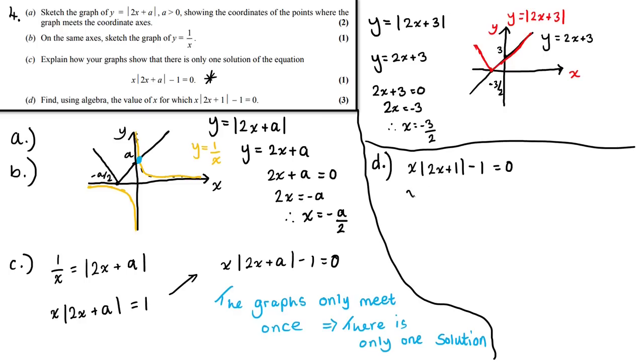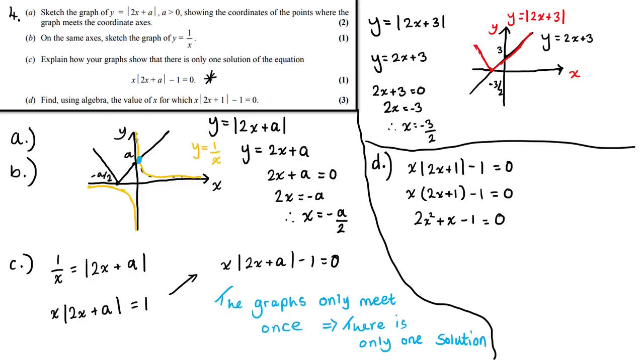So what I would get here is x times 2x plus 1, each part is positive. We've got the minus 1, and this is all equal to 0. So what happens now? Well, we just simplify this left-hand side. I'm going to multiply through x by 2x plus 1. So I get 2x squared plus x minus 1 is equal to 0.